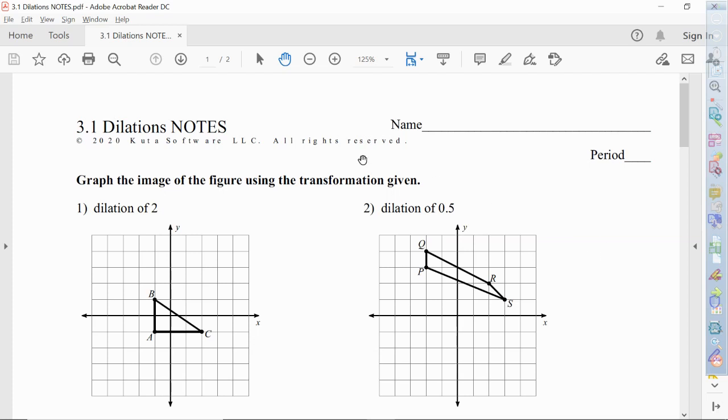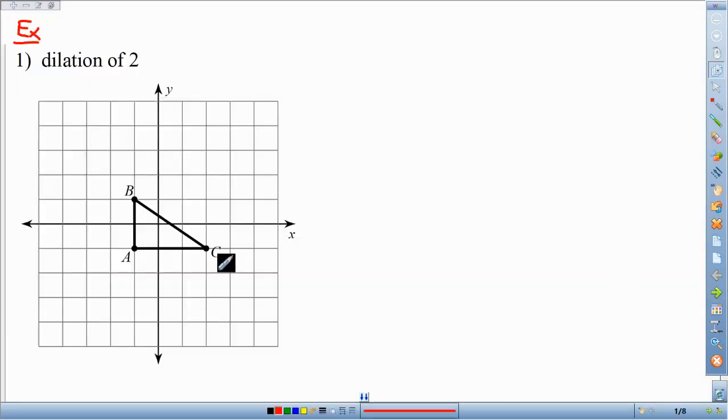So basically, what a dilation is, it's us shrinking or enlarging our shape. So it's either going to get smaller or it's going to get bigger. And that's kind of it. You'll see basically what we're doing is we're just multiplying our dilation by our points. Okay, so let's try it out on number one here.